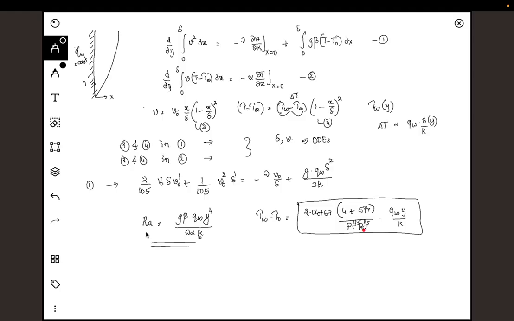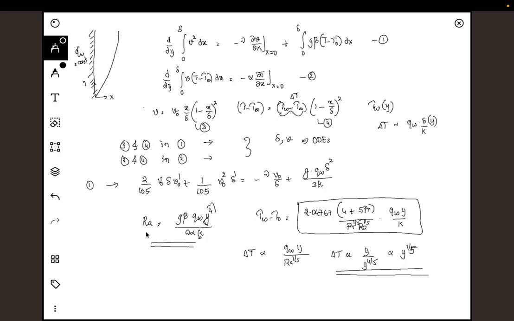So if you look at this particular term clearly, delta T is proportional to QW by RA to the power 1 by 5, where RA is proportional to Y to the power 1 by 4. So delta T will be proportional to Y by Y to the power 4 by 5, which is proportional to Y to the power 1 by 5. This is exactly the same result as we got before.